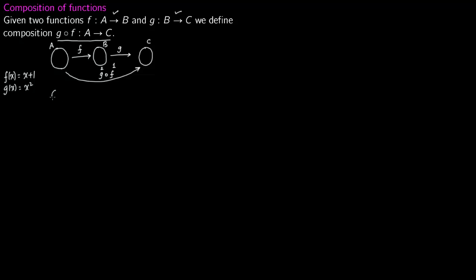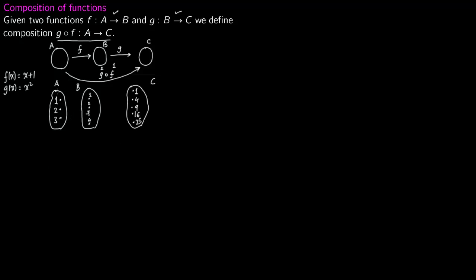So let us first write down set A. Set A consists of elements 1, 2 and 3. Then you have set B. Set B consists of elements 1, 2, 3 and 4. And then we have set C. Set C consists of elements 1, 4, 9, 16 and 25.